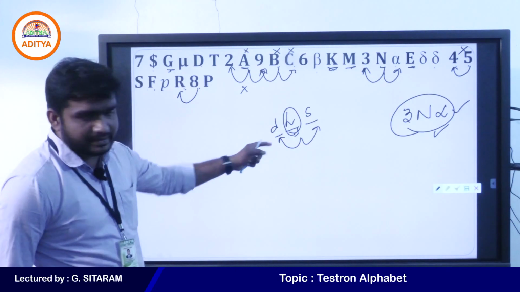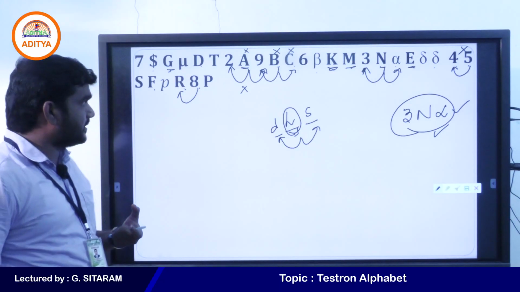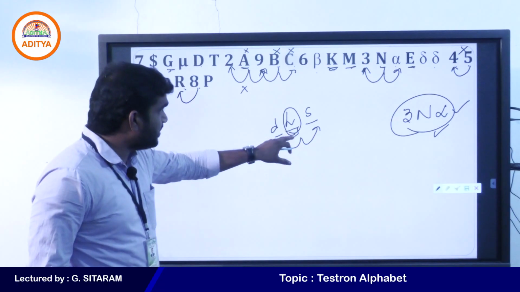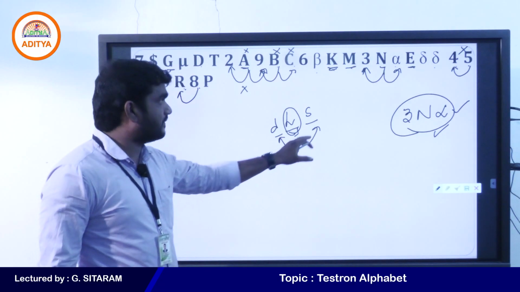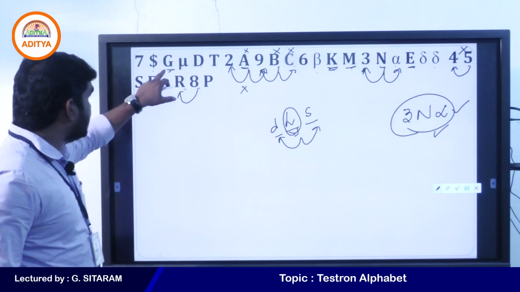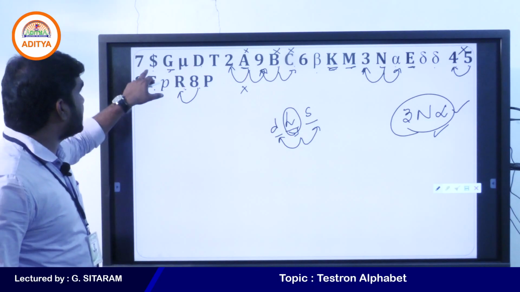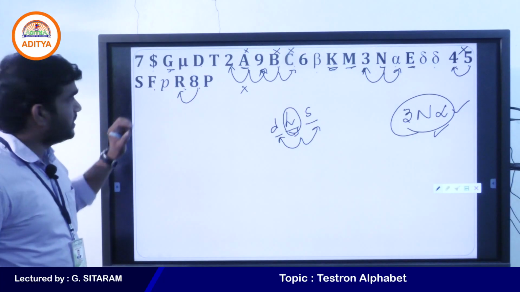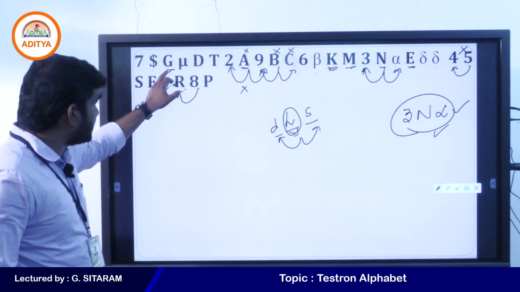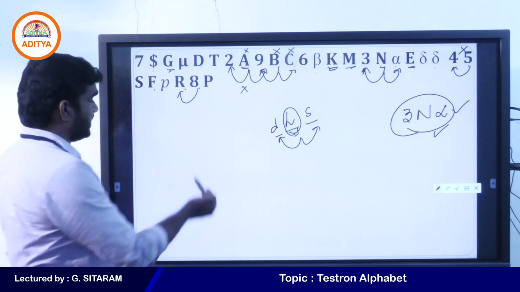Preceded means before that letter. Followed means after that letter. You have to check only the letters. Suppose here G is the letter. Is it preceded by a digit? No. Is it followed by a symbol? Yes, it is followed by a symbol but not preceded by a digit. That's why you can't take G either.